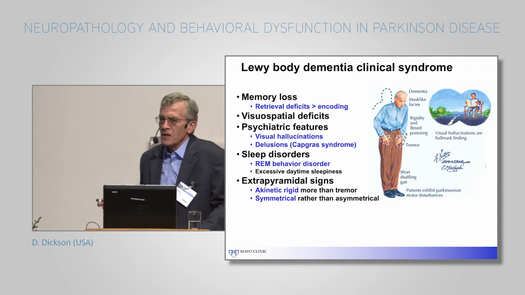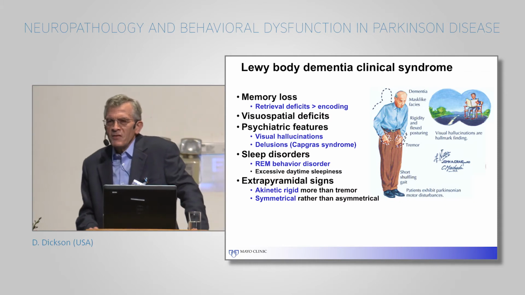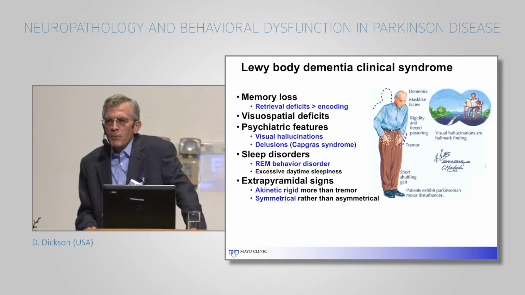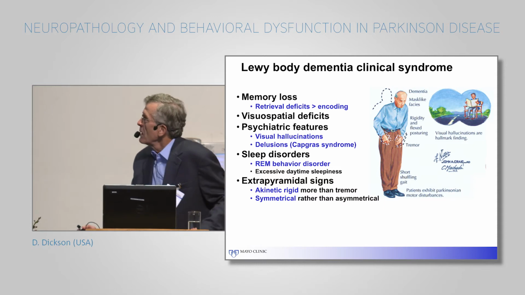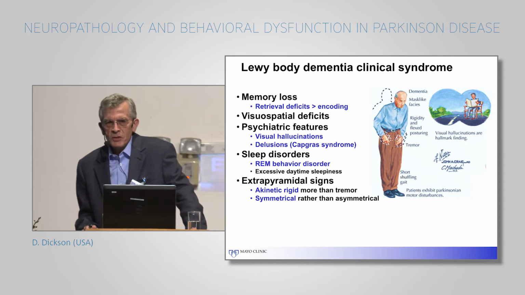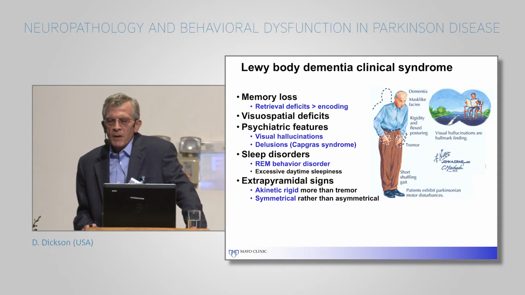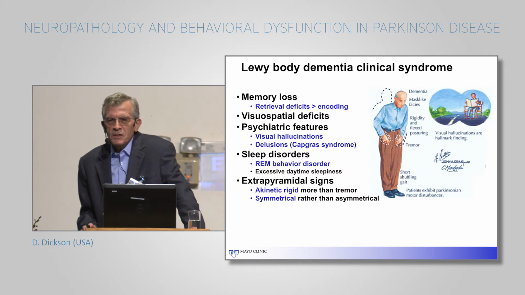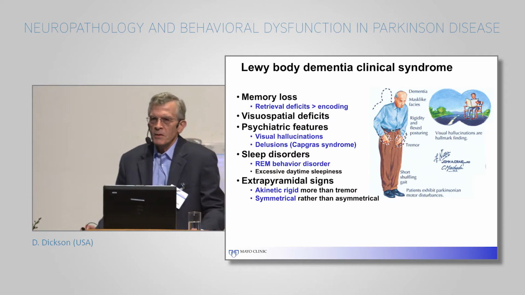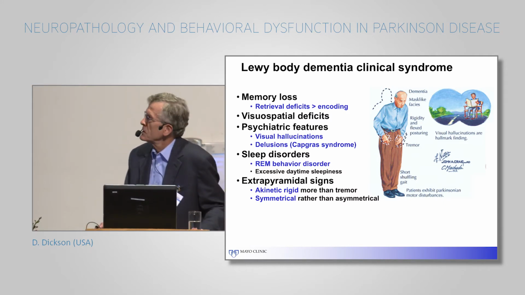There is memory loss in the Lewy body disorders, but it tends to be different from an Alzheimer type. Alzheimer's is characterized by an encoding deficiency, whereas the memory deficits that are seen in the Parkinsonian disorders are more those related to retrieval. They have visual spatial deficits that can be quite obvious, and for example, even on the MoCA exam, you can detect significant difficulties with the drawing part of the MoCA exam.